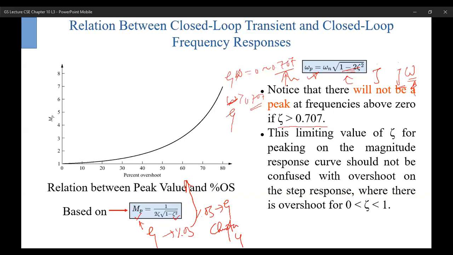You should not be confused about this limiting value of 0.707 with the 0 to 1 range in the case of underdamped oscillation. They are totally different. This is related to the peak value of the frequency response, and this is the limiting value of underdamped behavior, so a time domain restriction. And the first one is a frequency domain restriction.